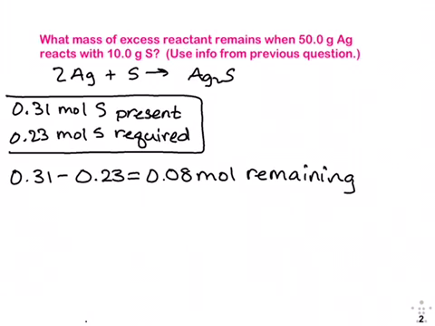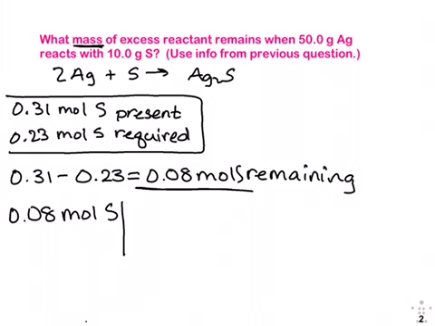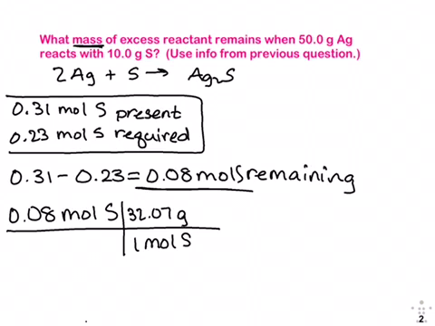And so it's asking for the mass, so then we just need to convert this 0.08 moles of sulfur remaining to grams of sulfur. So 0.08 moles of sulfur, 1 mole of sulfur to 32.07 grams of sulfur. Again, the 32.07 comes from the periodic table. And we have a remaining amount of 2.57 grams of sulfur.